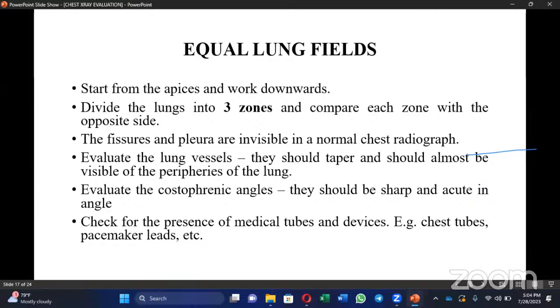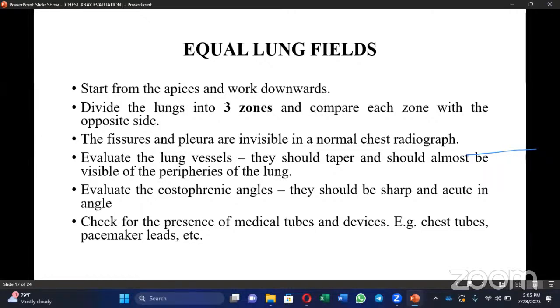So the minor fissure is seen in both lungs, the left and then the right lungs. Then we have the major fissure is seen in both lungs, and then the minor fissure is seen in the right lung. Or I'm interchanging it. No, the minor fissure is seen only in the right lung, and then the major fissure is seen in both lungs. So the major fissure is the oblique fissure, and then the minor fissure is the horizontal fissure.